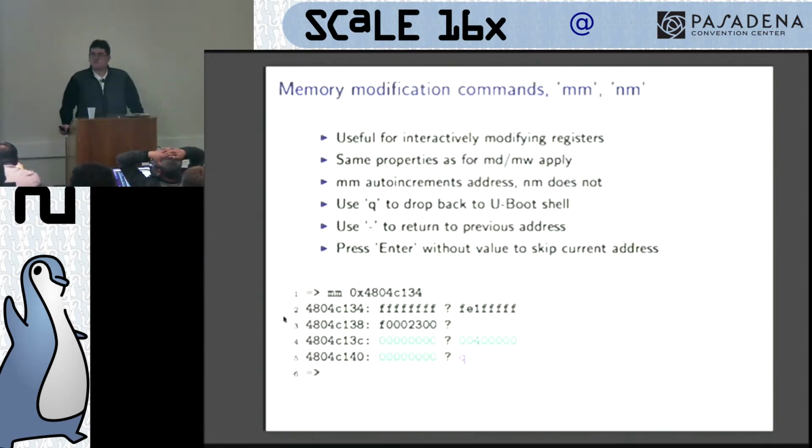nm 0x4804C13C. This will allow you to change the GPIO controller output register, and then you can just specify different values and toggle different LEDs on or off. With that?